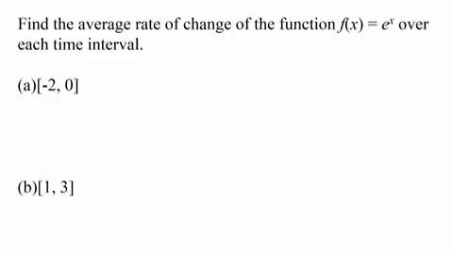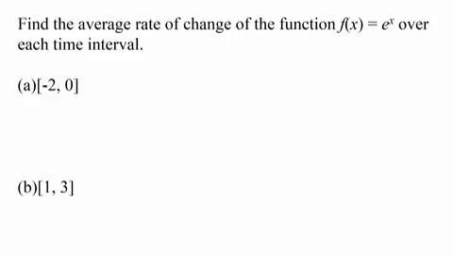The average rate of change of a quantity over a period of time is the amount of change divided by the time it takes. For instance, let's say we're trying to find the average rate of change of the function f of x equals e to the x over each time interval. Part A, we want to cover the interval from -2 to 0.